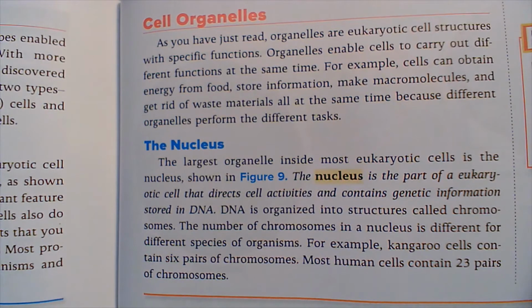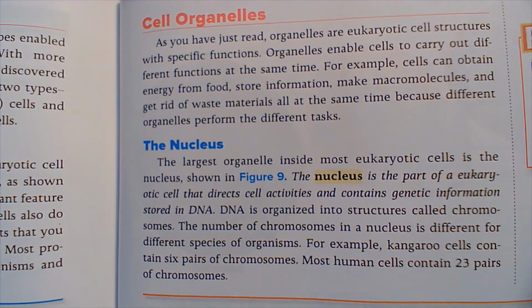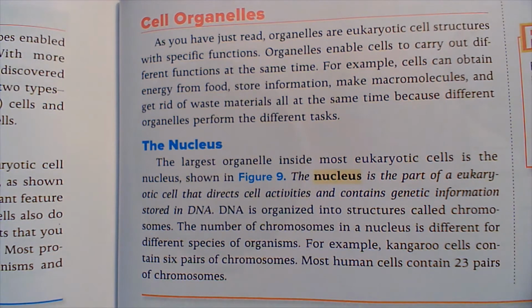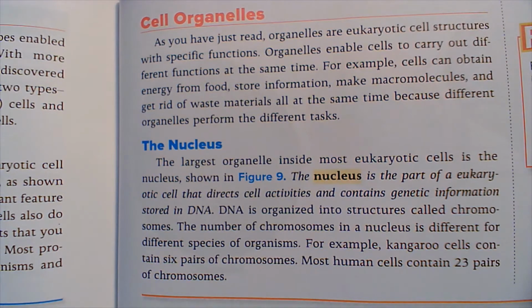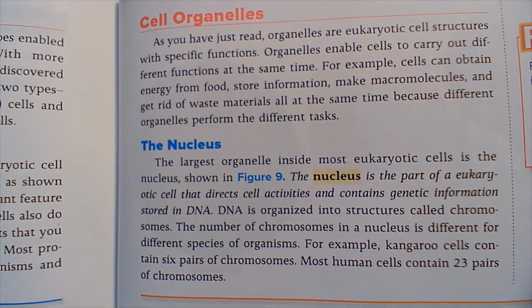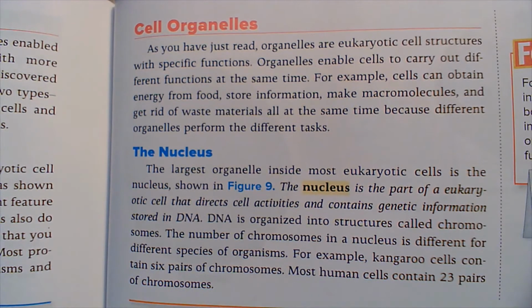All right, now we're going to talk about the different cell organelles. And again, these are found in eukaryotic cells. Most of these will not be found in the prokaryotic cells. The only one you're going to find is the ribosome, really. Okay, so cell organelles. As you have just read, organelles are eukaryotic cell structures with specific functions. Organelles enable cells to carry out different functions at the same time. For example, cells can obtain energy from food, store information, make macromolecules, and get rid of waste materials all at the same time because different organelles perform the different tasks.